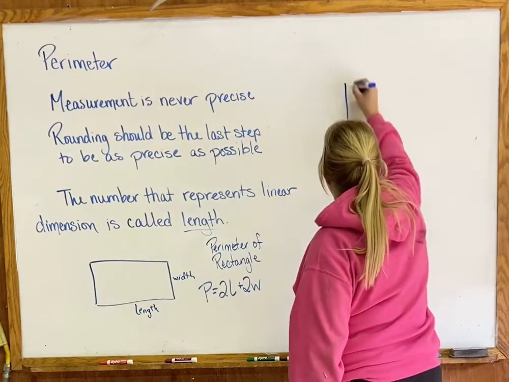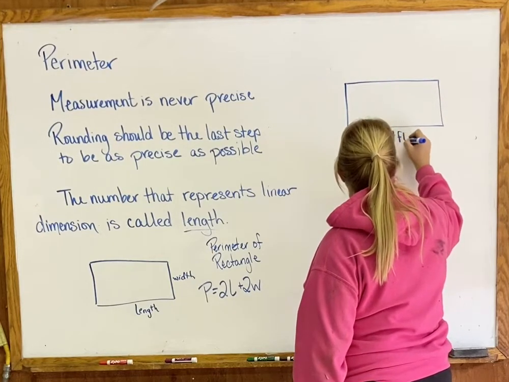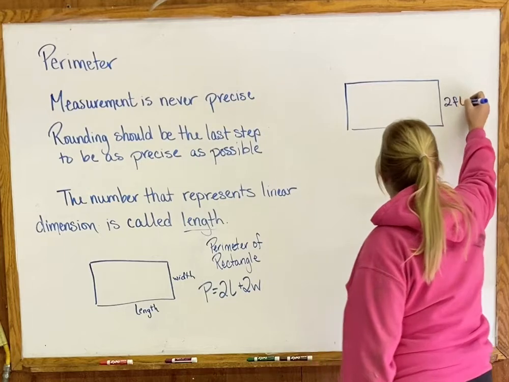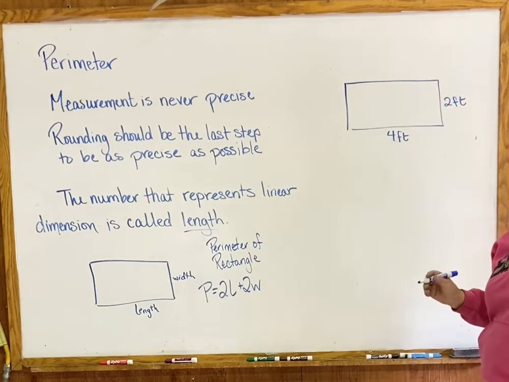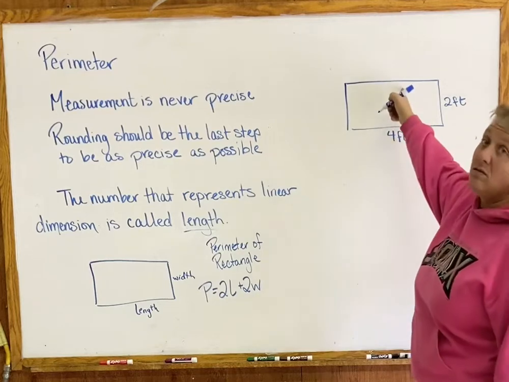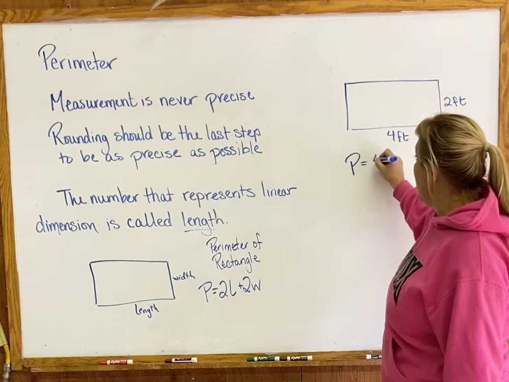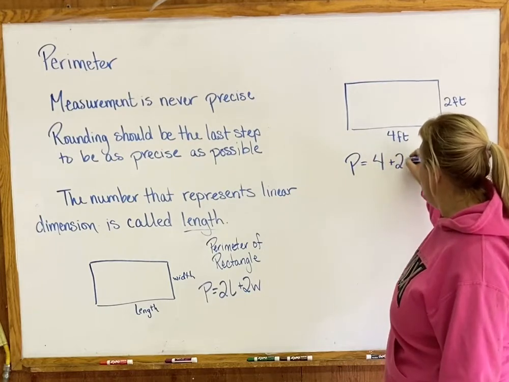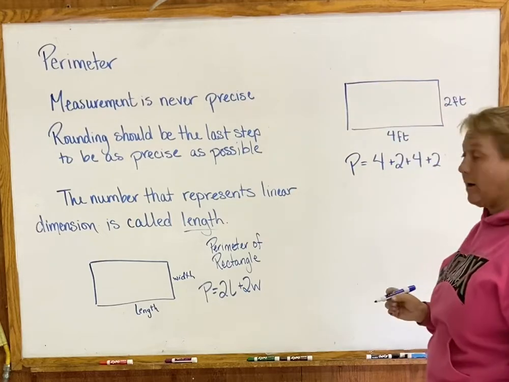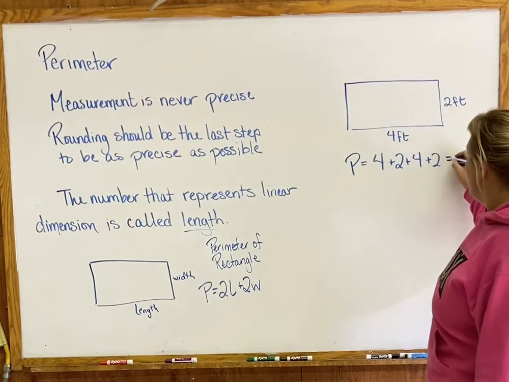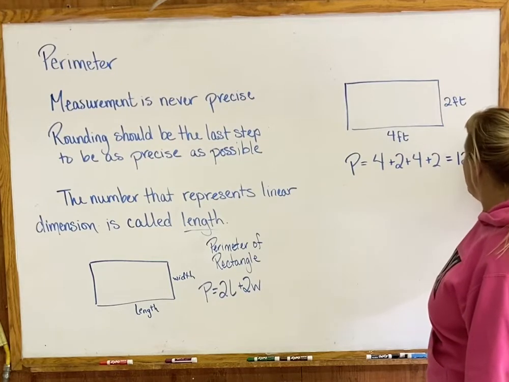So if we've got a rectangle and it tells us that this is 4 feet and this is 2 feet. Now again, it didn't give us all 4 sides, but the assumption is that if this is 4 feet, that one is also 4 feet. So if we want the perimeter, we can go 4 plus 2 plus 4 plus 2, right? Just go all the way around. Hey, look at that, it's 12 again, which gives us 12 feet.